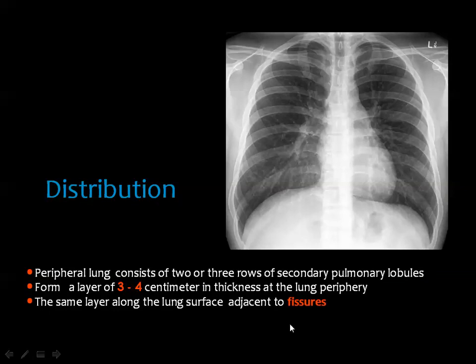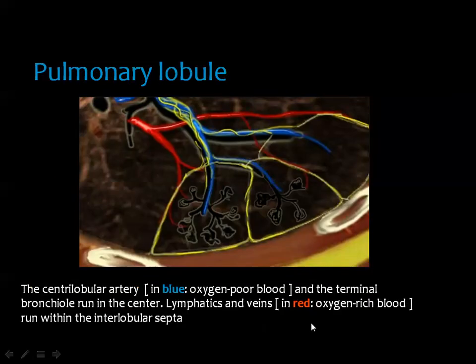And whenever you look at the chest radiograph, you consider that the outer 3 to 4 centimeters of the lung are those which are referred to as the peripheral part of the lung. And the 3 to 4 centimeters applies also for the lung adjacent to the fissure. The lung 3 to 4 centimeters adjacent to the fissure is also considered the peripheral lung field. Then one of the major issues here is what is the pulmonary lobule.